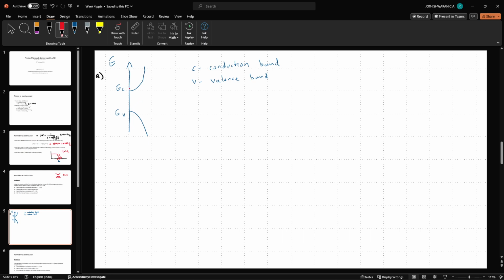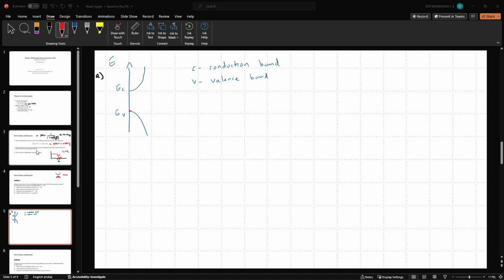So how do we find out at what region the Fermi level will lie? If we take the definition that it is the highest energy, as I mentioned last week, that an electron or a fermion can have in the system at T equal to 0 Kelvin, then by that definition the Fermi level should be here. It should be at EV, because EV is completely filled and EC is completely empty at T equal to 0 Kelvin. So do we have the Fermi level at EV or is it at a different point?